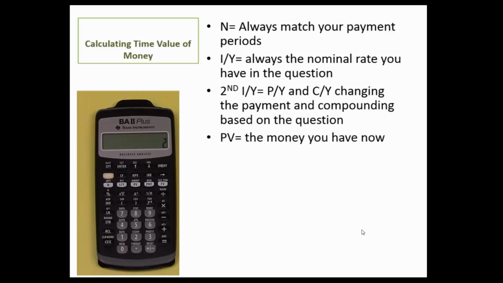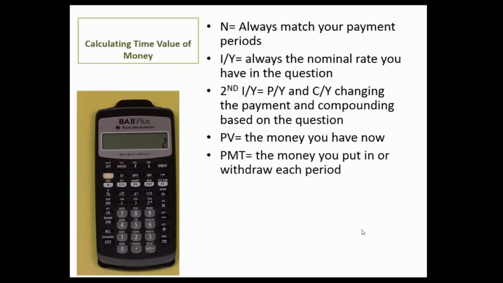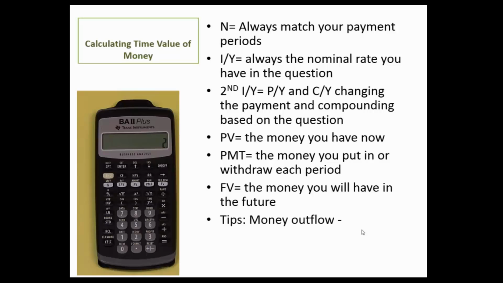PV equals the present value, or the money you have now. PMT equals the amount that you put in or withdraw each period. Future value equals the money you will have in the future. Outflow should be negative and inflow should be positive.